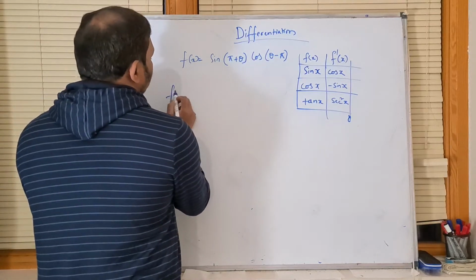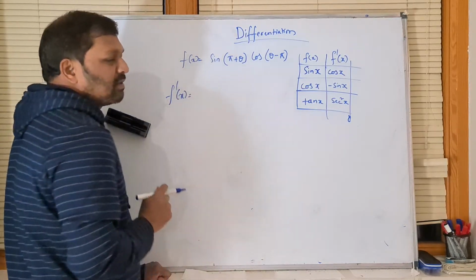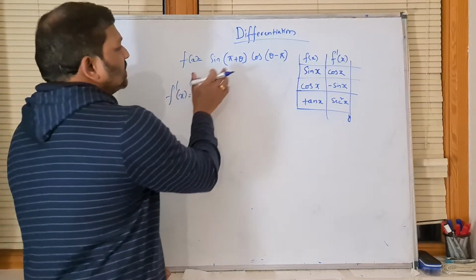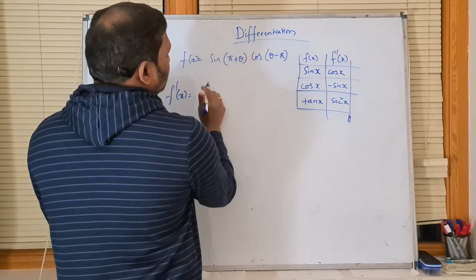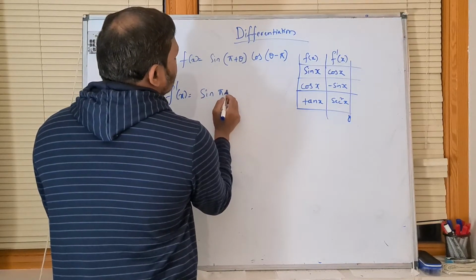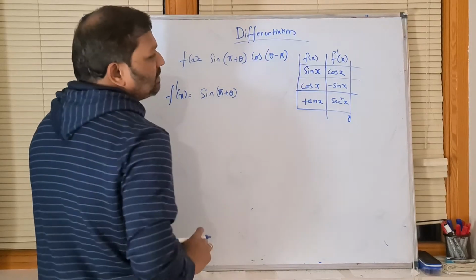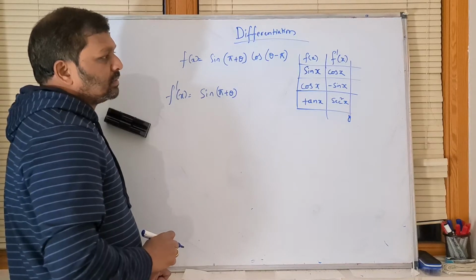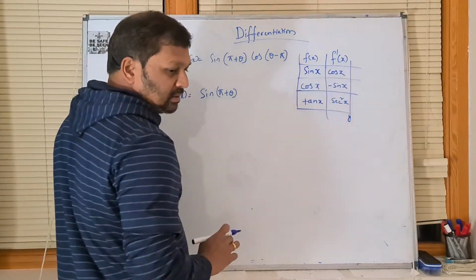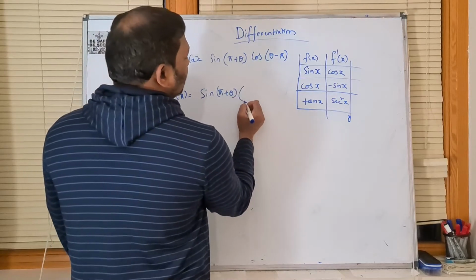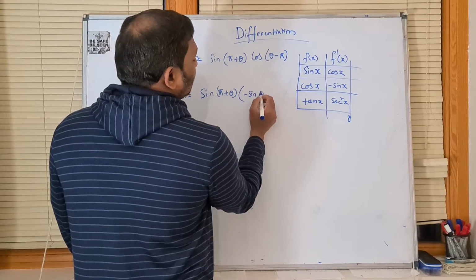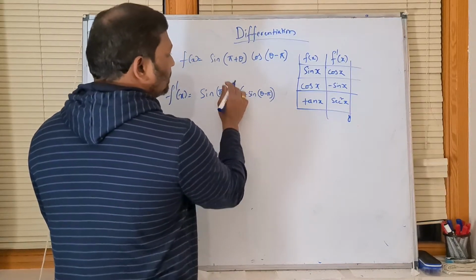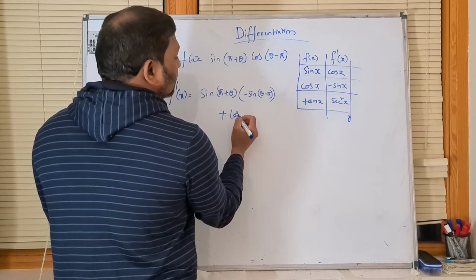So f dash x, the differentiation of f of x. What formula are we going to apply here? The UV formula. So sine pi plus theta, and the differentiation of cos theta minus pi is minus sine theta minus pi. That is one part. And the next part is plus cos theta minus pi.